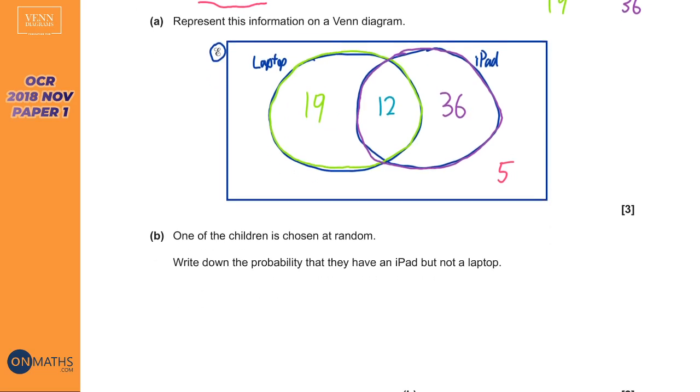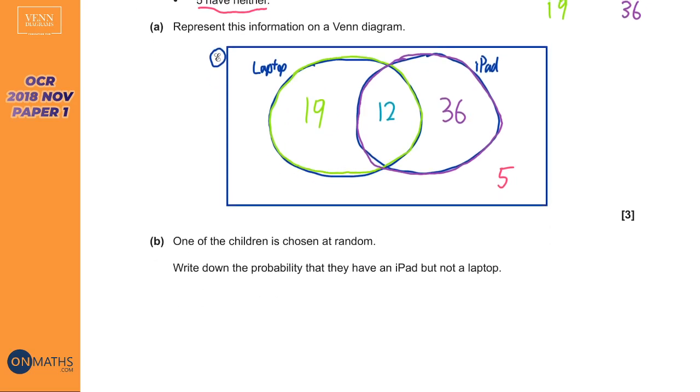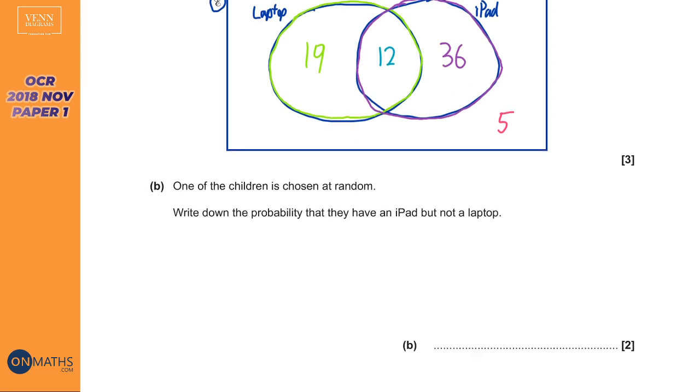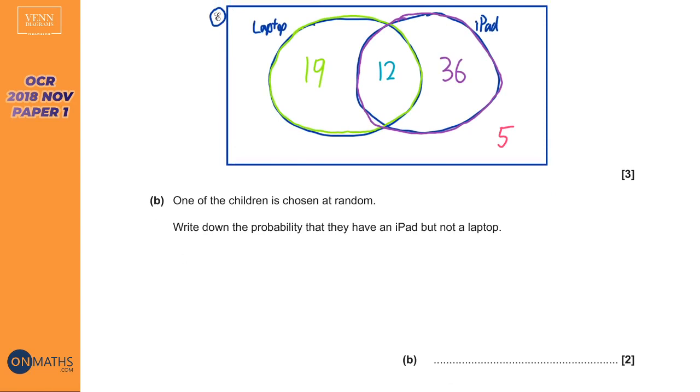Okay, next question. One of the children is chosen at random. Write down the probability that they have an iPad but not a laptop. So we simply ask ourselves with this question, how many students have an iPad but don't have a laptop? So it's this one here. Those 12 in the middle also have a laptop, so it's going to be 36.